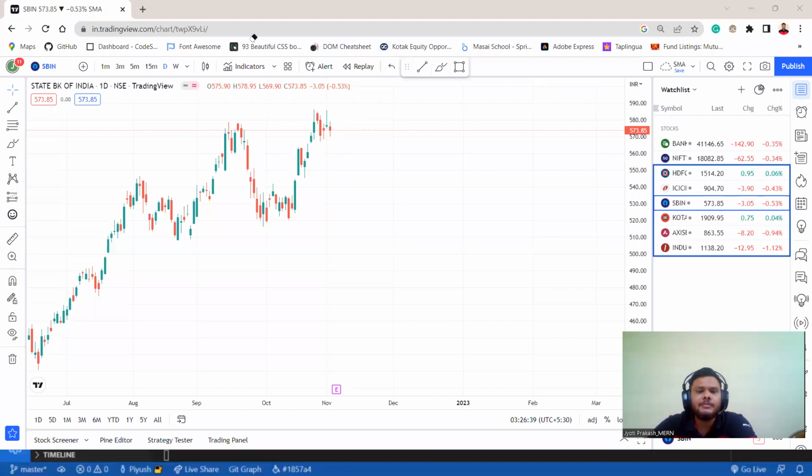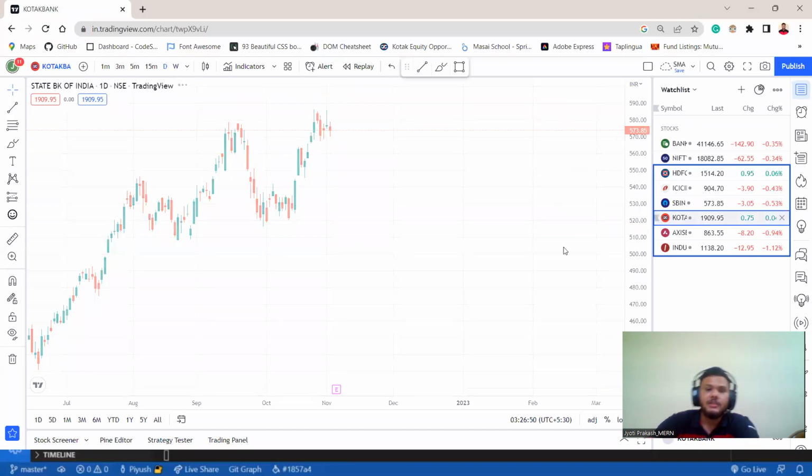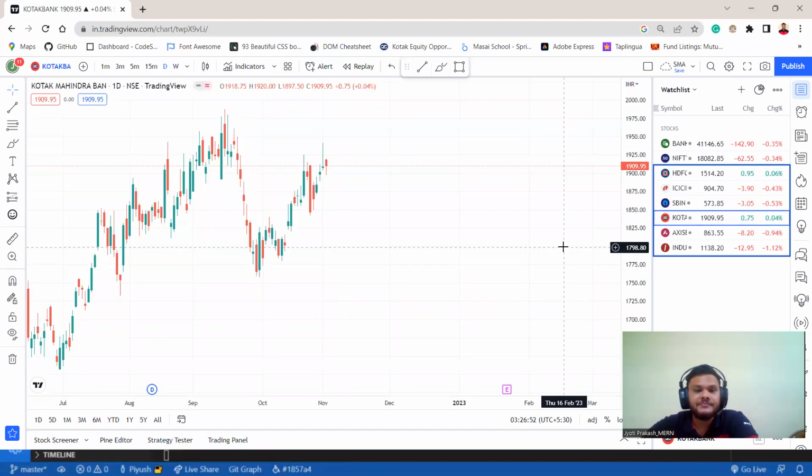And it may happen that if it opens gap up around 580 and shows any negative movement there, then we're going to take it for selling, and target will be 570 to 565. Okay. Now let's look into Kotak Bank.